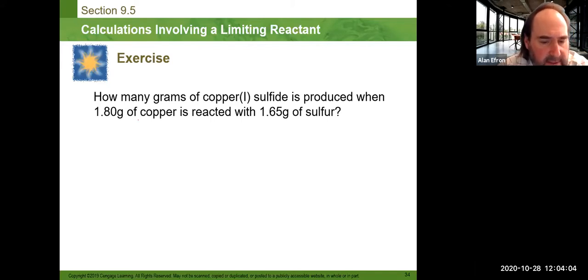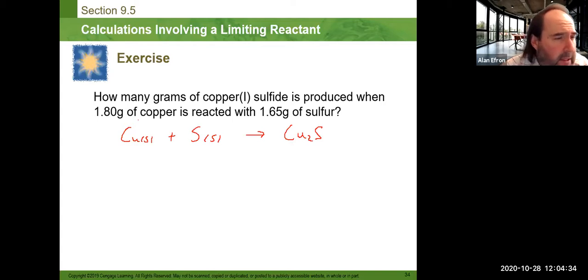Okay, if there's no questions, then let's knock out this last little guy here. How many grams of copper 1 sulfide is produced when 1.8 grams of copper is reacted with 1.65 grams of sulfur? So we'll throw up an unbalanced equation here, and we'll go with something like this. Copper 1 sulfide. All right, so why don't you give that a go and see what you come up with.